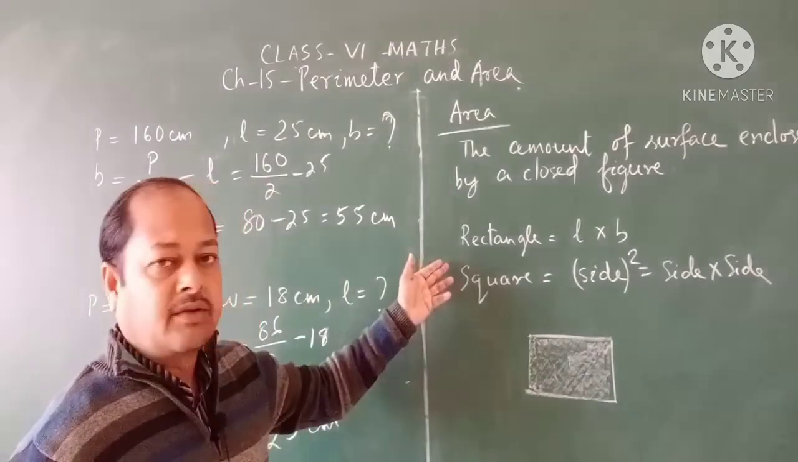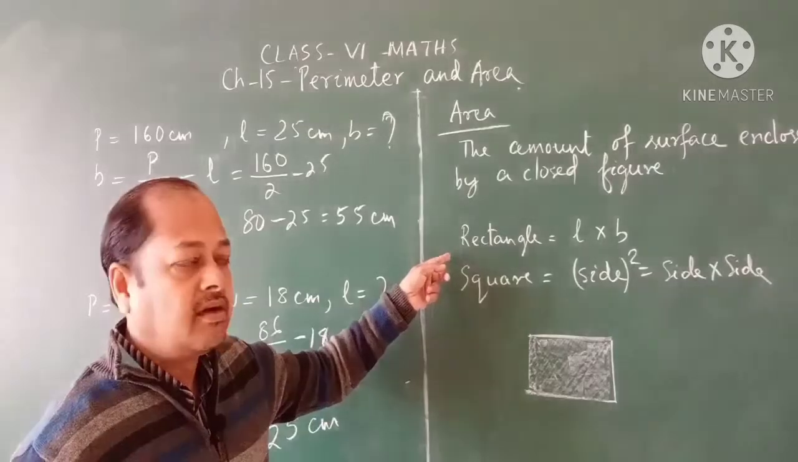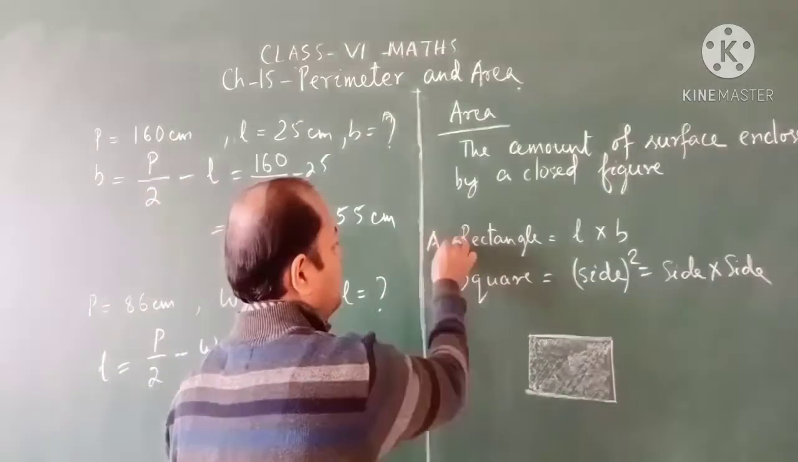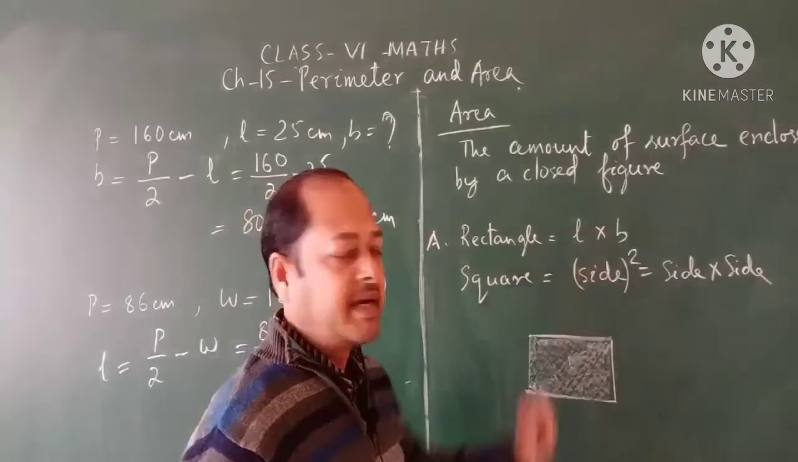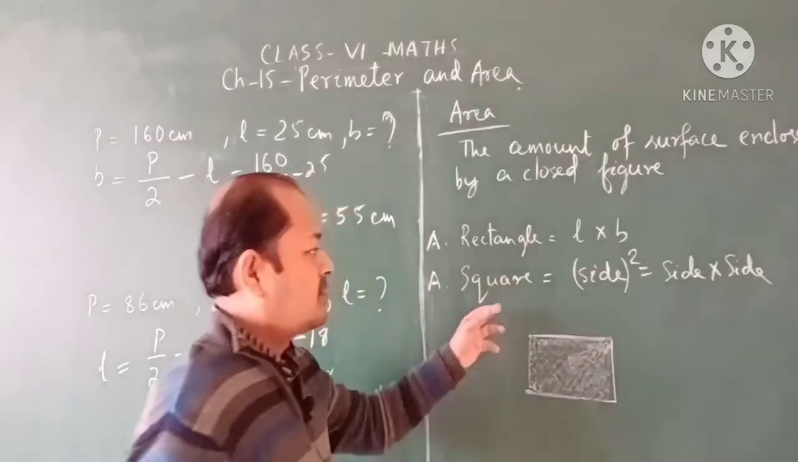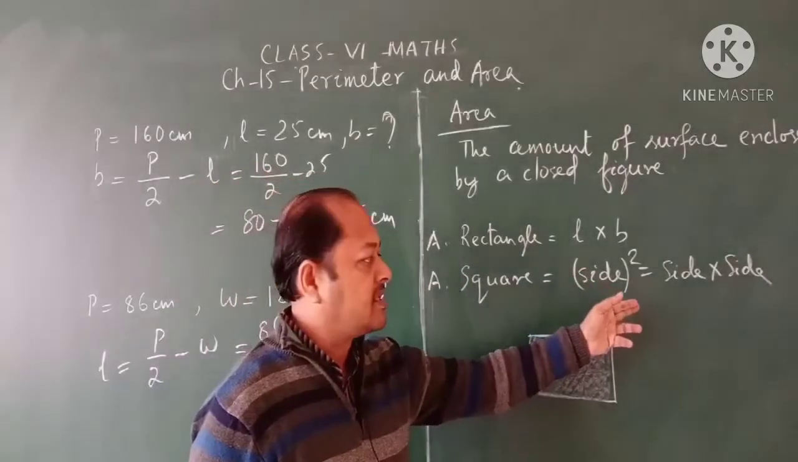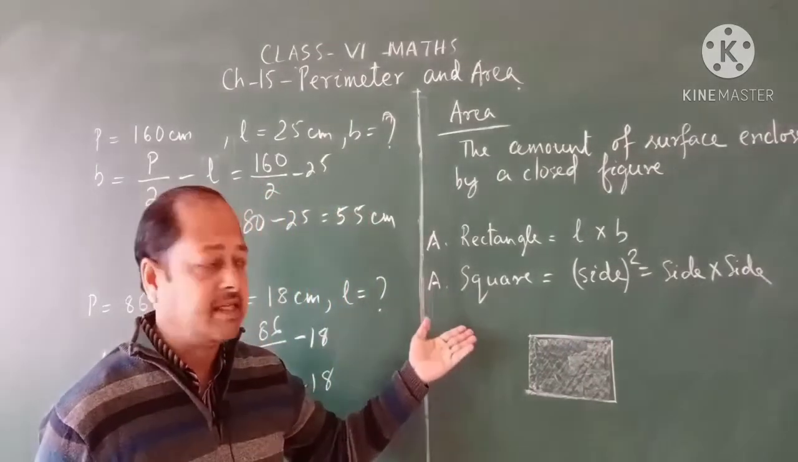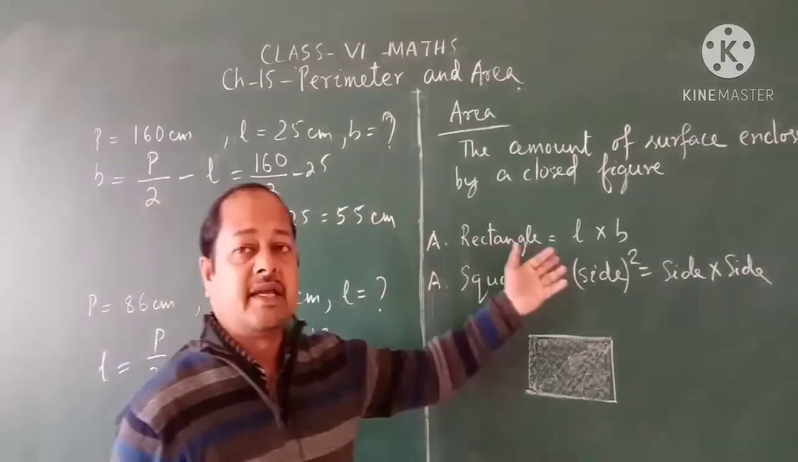So now some formulas we are going to discuss, that is, the area of the rectangle. What is the formula? Area of rectangle formula is length into breadth. Okay, now what is the area of a square? The area of a square is side square. Also we can say side into side. Side into side is side square, and the rectangle formula is length into breadth.